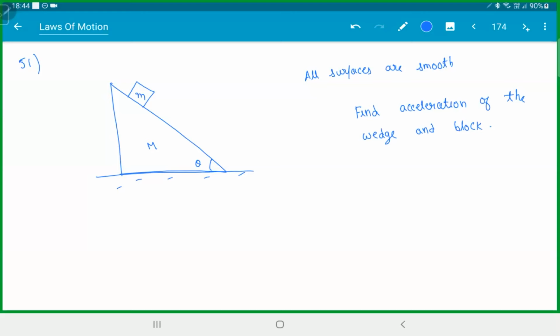Try, everyone, focus. Standard process. Draw the FBD, define your accelerations. That is the main part in this problem, defining the accelerations. And then find the relation between them and so on. Just give it a try.